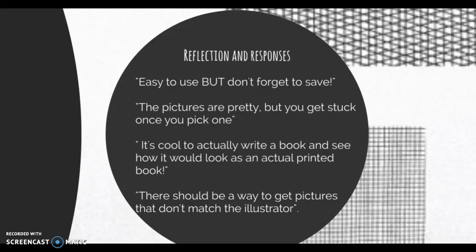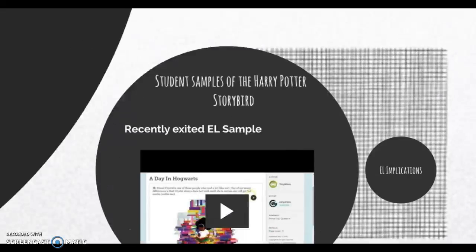Another student commented that the pictures are very pretty, but you get stuck once you pick one. They're talking about the Illustrator package. Once you choose an Illustrator, you only get illustrations that fit that theme. Another student said it's cool to write a book and see how it would look as an actual printed book. You can actually order the hard book, or the bound printed book, which I thought was cool. And of course, another student commented on the illustrations about how there should be a way to get pictures that aren't within that same package.